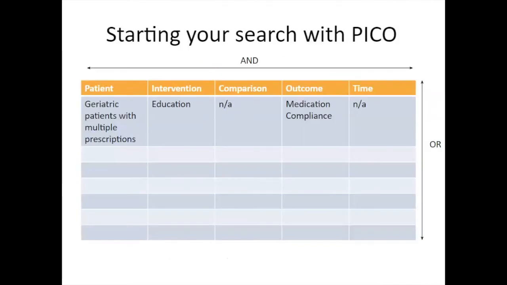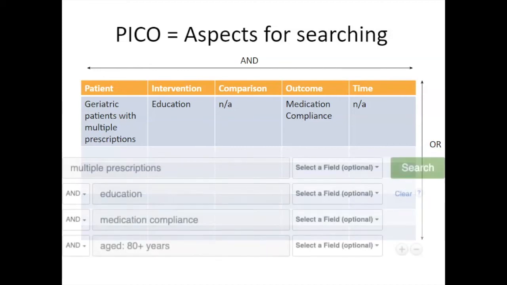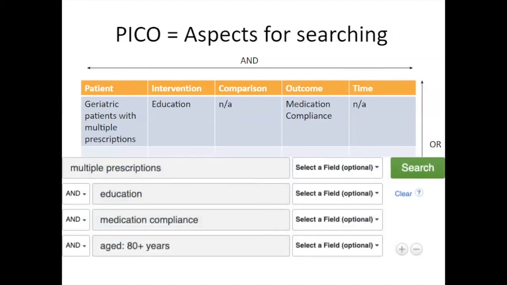Once you have identified the PICO components for your clinical question, you can use these to begin your search for the evidence that will answer your question. Your PICO question components are also the aspects you will be searching on when you turn to library databases. You can use these elements to plan out your search. Here is an example of what that might look like in the CINAHL database. Note that each PICO aspect is in a separate line, separated by AND to search for these aspects all together.